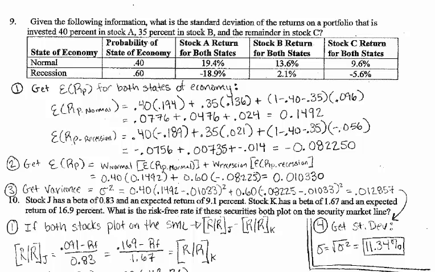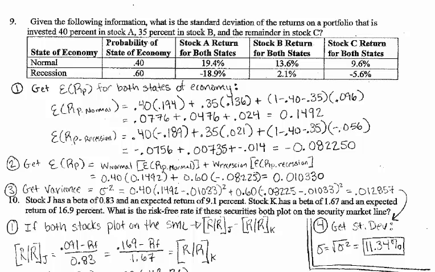Number 9 is kind of your standard deviation problem that you've seen before, but it's kind of on steroids. It's a little bit more complicated. Why? Because the real world is actually a little bit more complicated. And so you can also have different states of the economy. Sometimes you have a boom cycle. Sometimes you have a recession. Sometimes things are going normal. In this case, we're going to look at both a normal state of the economy and a recession. So given the following information, what is the standard deviation of the returns on a portfolio that is invested 40% in stock A, 35% in stock B, and the remainder in stock C?